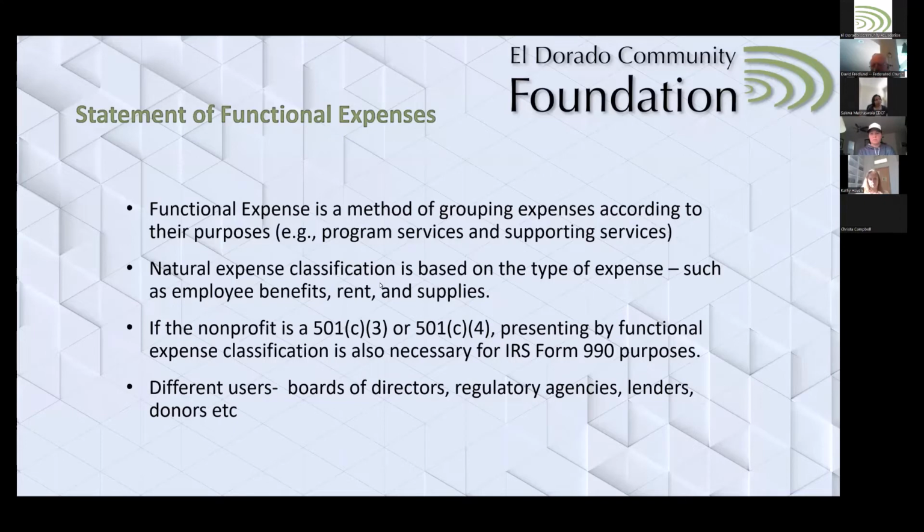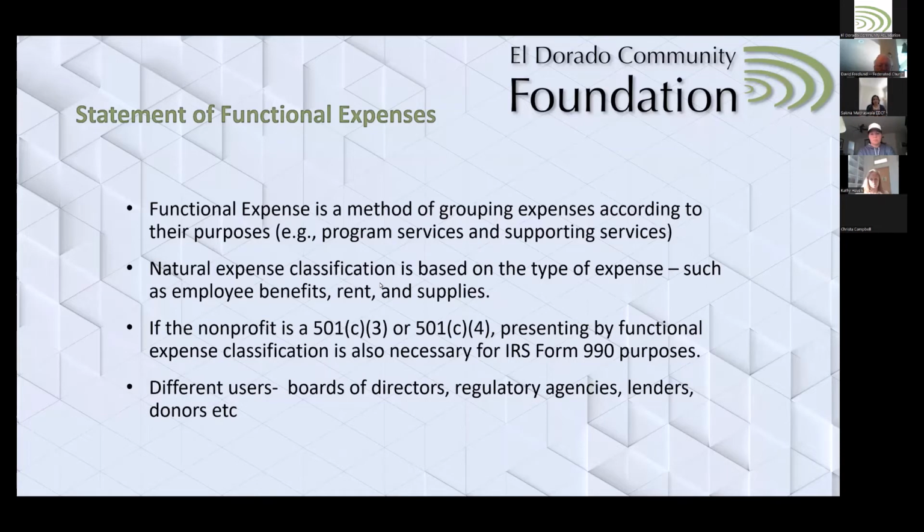If a nonprofit is a 501c3 or a 501c4, presenting a functional expense classification is also necessary for IRS 990 form purposes. So these could be actually in the 990 form, or there should be one in the notes at least.